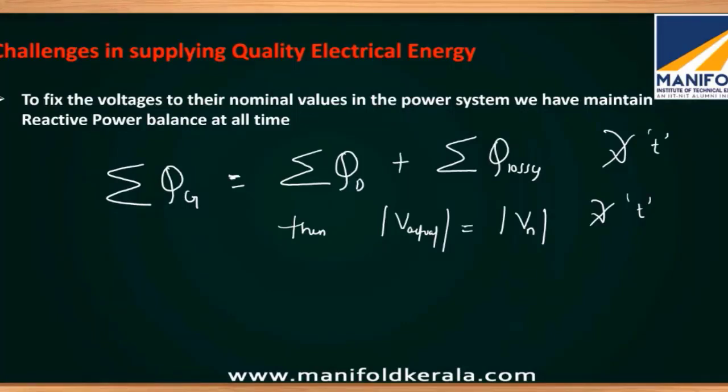So if you maintain the reactive power balance in the power system, then you are going to fix your voltages to the nominal values. Again, what is the difficulty? Load. Load is not in our control. Since the load is changing, the reactive power demands of the load will also be continuously fluctuating. So again, it is a big challenge to maintain the reactive power balance. Understand? So these are the two reasons why there is a voltage fluctuation and a frequency fluctuation.